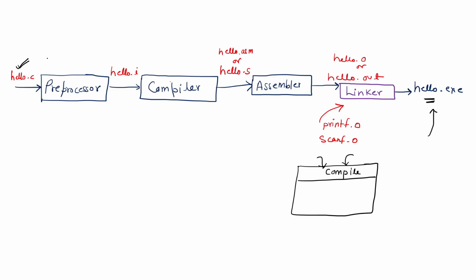We are not running this program. Running the program means that when we get hello.exe after the compilation process, then we will run this hello.exe. So when we hit the compile button, our source code, the hello.c file, will be given to the preprocessor. This preprocessor will convert our hello.c into a new file called hello.i.